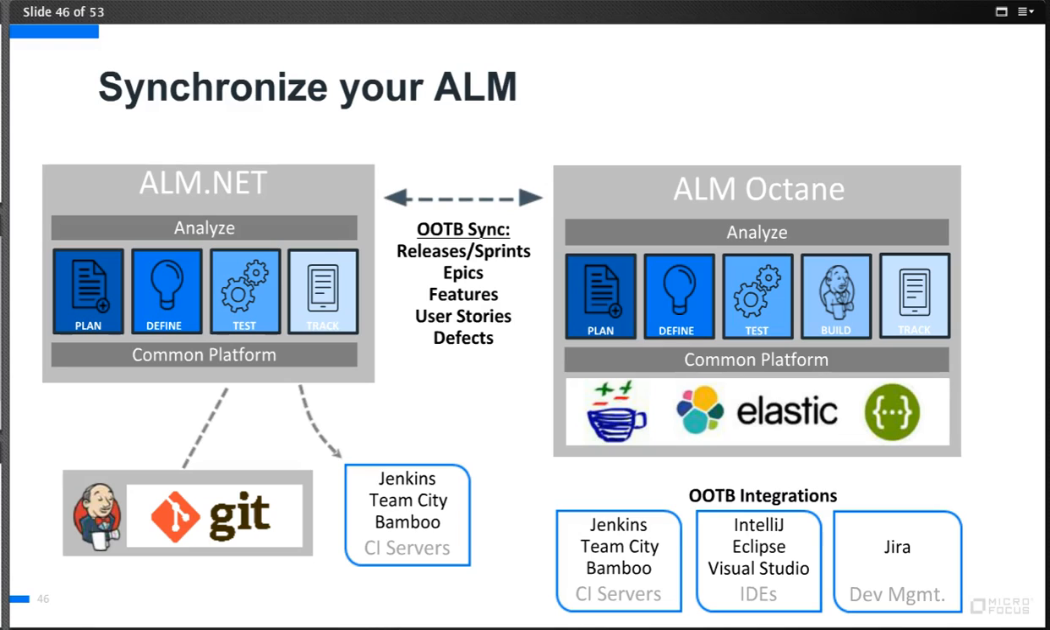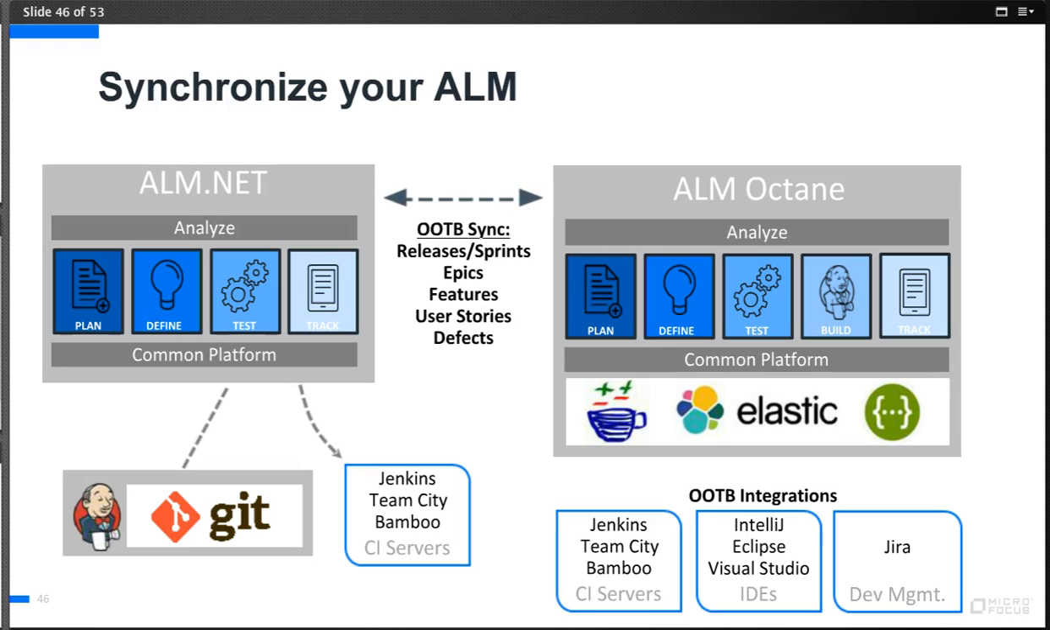And last but not least is to give you the view that both sides of the house, with ALM and QC and with ALM Octane, are available for the hybrid lifecycle. Just like Zoe mentioned, you have many a time situations where multiple teams are using multiple methodologies in the enterprise, and we need to be able to synchronize them or at least move the assets and have them connected.